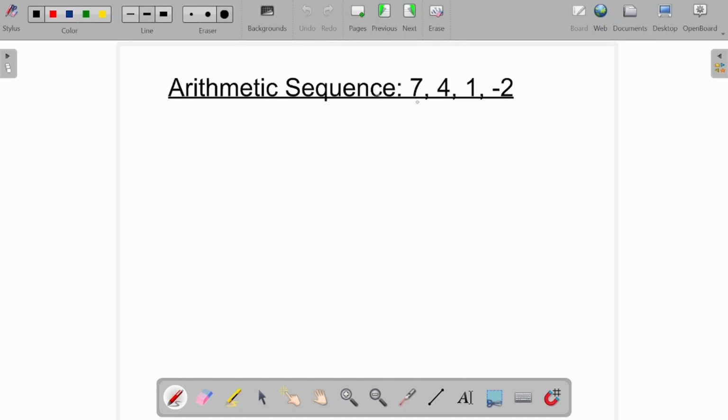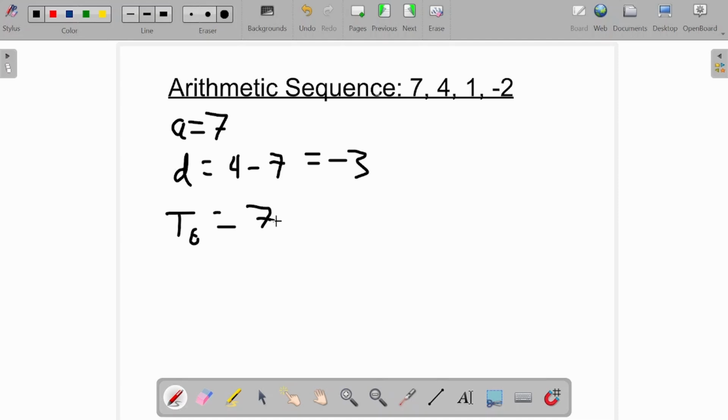So for this one, we can identify that the first term is 7. And to find the common difference, we do the second term, take away the first term. So that is 4, take away 7, which is equal to minus 3. Then we just plug this into our formula since we're trying to find the sixth term. That's 7 plus 6 minus 1 times minus 3. If you put that into the calculator, you should get that the sixth term is minus 8.